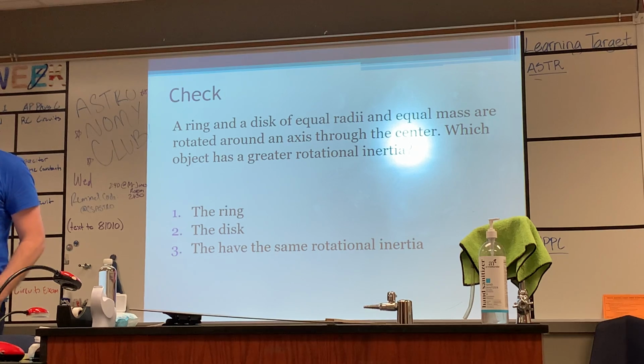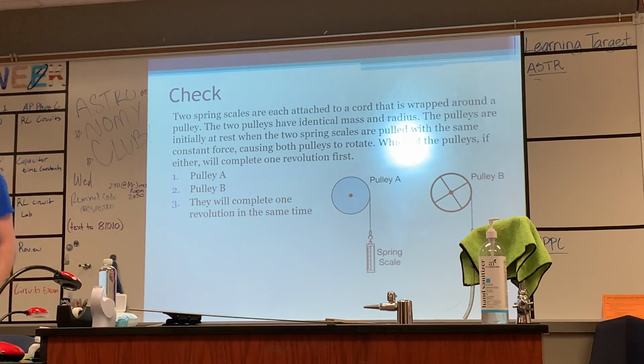So based on that, this is a slightly more challenging problem, but I think you guys will get it. Two spring scales are each attached to a cord that is wrapped around a pulley. The two pulleys have identical mass and radius. The pulleys are initially at rest when the two spring scales are pulled with the same constant force, causing both of the pulleys to rotate. Which of the pulleys, if either, will complete one revolution first?